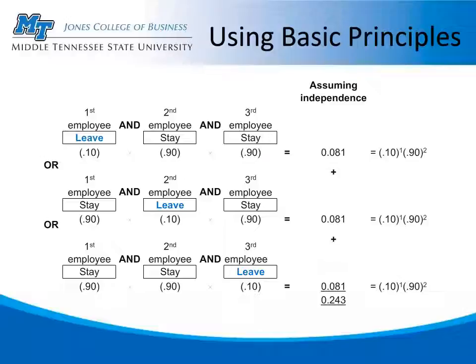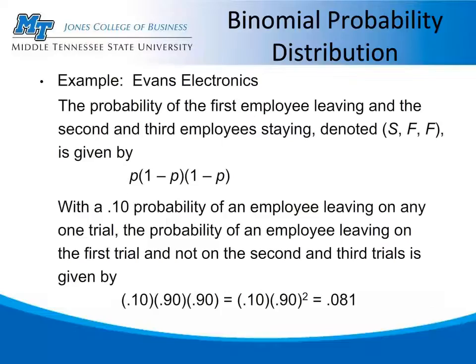But the product is still 0.1 raised to the first power times 0.9 raised to the second power. Or it could be that the third one leaves. So you get another 0.081. Now when you add all three of those probabilities together, you get 0.243. So the probability that one of the three employees is going to leave is 0.243. But that's just doing it on basic principles. But there's a formula that lets you mechanically go through and do these calculations.